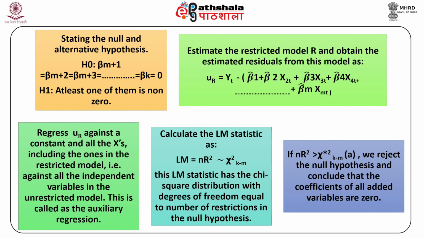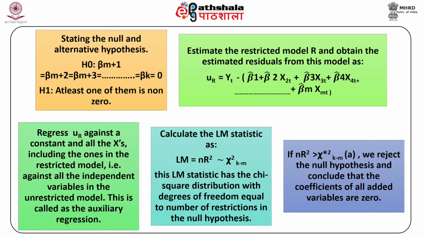First, state the null hypothesis and alternative hypothesis. Null hypothesis being beta m plus 1 is equal to beta m plus 2 going till beta k is equal to 0. Alternative hypothesis H1 is that at least one of them is non-zero. 2.